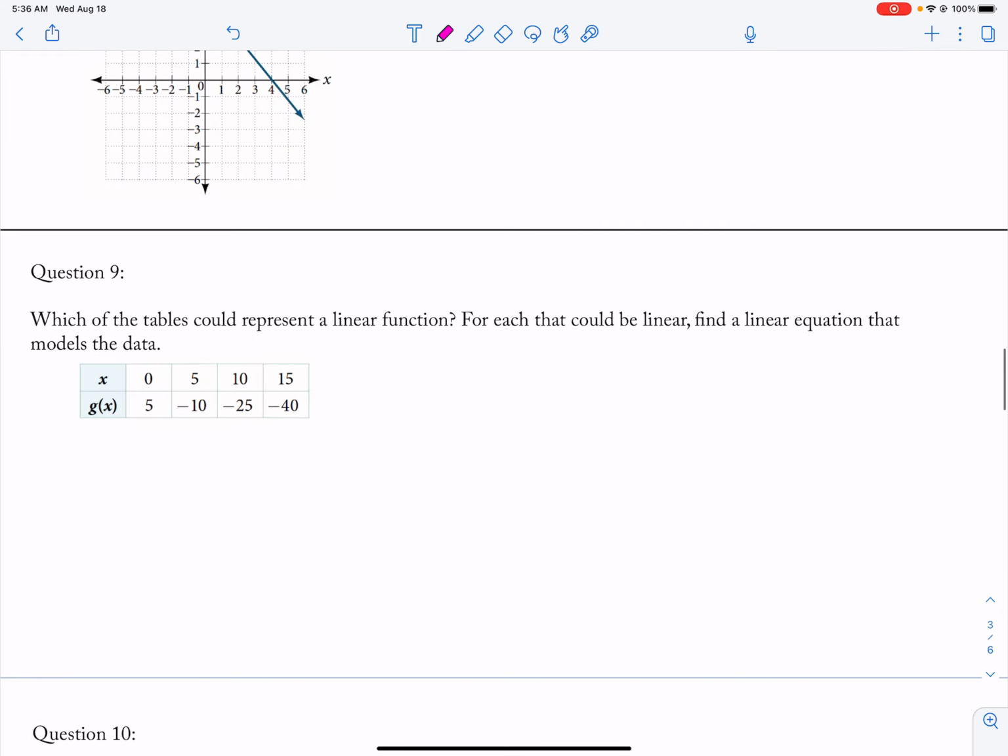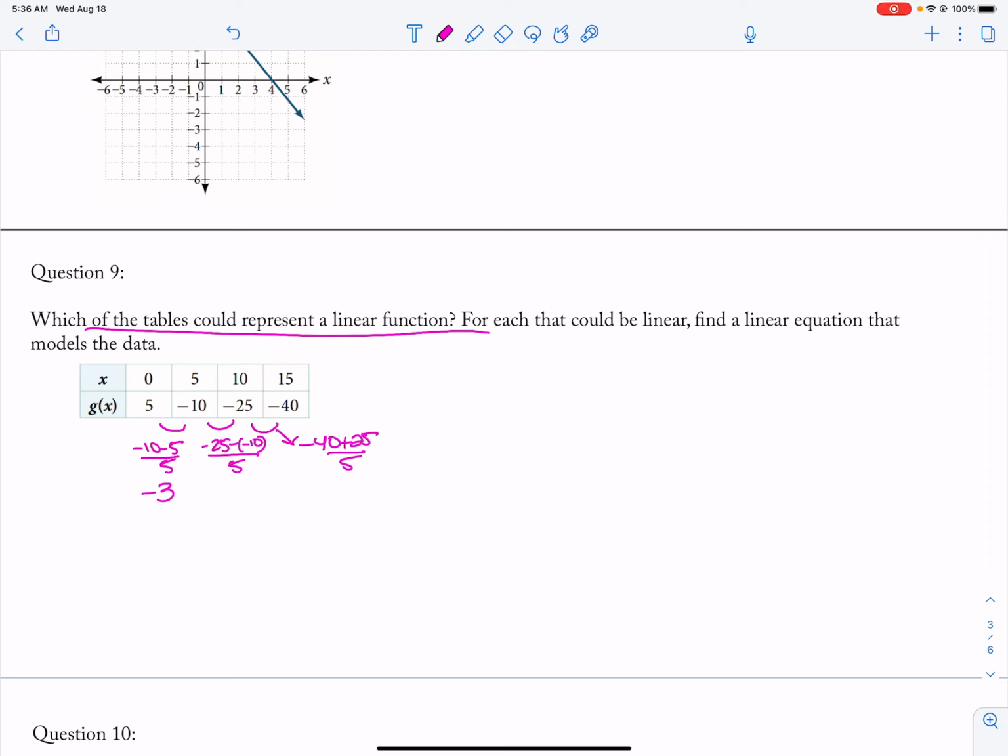If I wanted to do this based upon a table, then I do have to find the slope. I want to make sure that this is linear, so I am asking, could this be a linear function? I need to check the slope between all the points. So I get negative 10 minus 5 over 5. Here I get negative 25 minus a negative 10 over 5. And then this one here, I get negative 40 plus 25 over 5. When I reduce all of these, I get negative 15 over 5, which is negative 3.